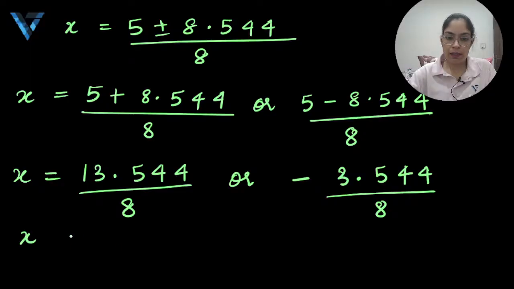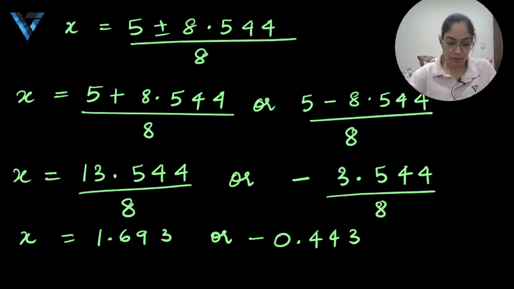So here we are getting x is equal to 1.693, or the negative answer, minus 0.443. Now up to 2 decimal places.